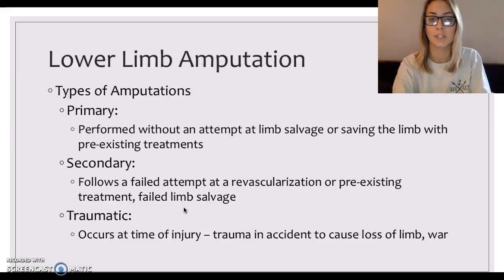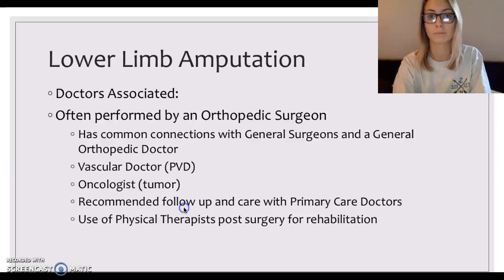Lower limb amputations have three different types. There is a primary, which is performed without an attempt of limb salvage or saving the limb with a pre-existing treatment. There is secondary, which follows a failed attempt at revascularization or pre-existing treatment, which is failed limb salvage. And then there is a traumatic, which occurs at the time of injury, most likely in trauma in an accident or cause of loss of limb in war.